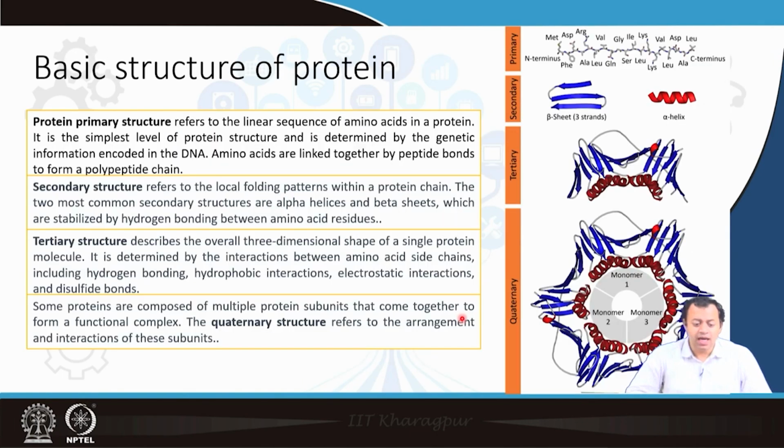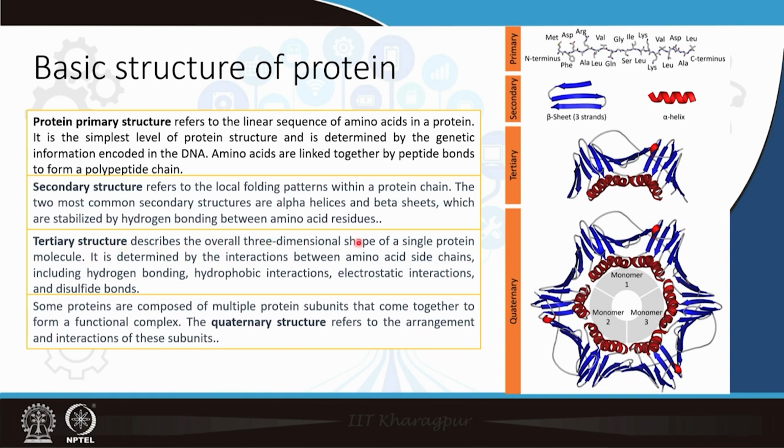So, as I told you, the basic structure is a group of amino acids coming together to form chains. They then combine together by hydrogen bond, by ionic interaction, in the local folding patterns of a protein chain. The two most common secondary structures are alpha helices, these kinds of helical, round structures, and otherwise there are pleats you may say, like beta sheet, which are stabilized by hydrogen bonding between amino acids. These are the secondary structure.